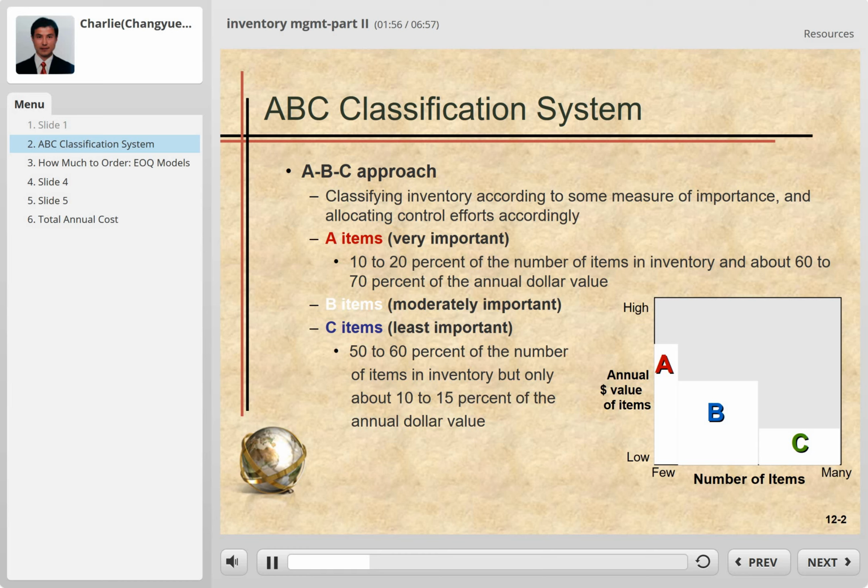A category is the most important. It is usually 10 to 20% of the number of items in inventory, but about 60 to 70% of the annual dollar value, the total dollar value. B category is moderately important. It is usually around 30% of the number of items in the inventory and about 30% of the total dollar value. C category is the least important. It's usually a large amount, 60% of the number of items in the inventory, but only 15% of the total dollar value.